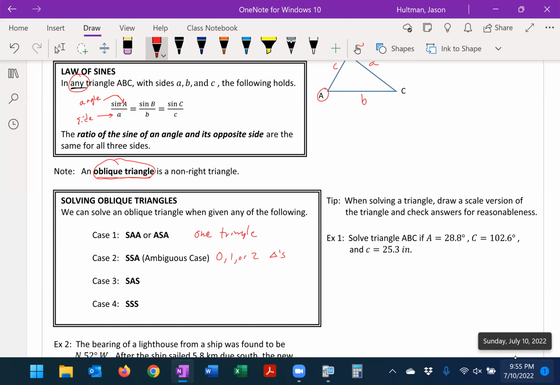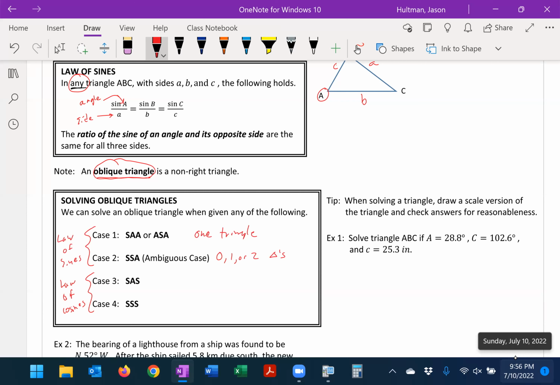For the first two cases, we're going to use the law of sines. And then in section 7.3, we'll deal with the other two cases with something called the law of cosines, but that will be next lesson. That's when we have a side, an angle, and a side, and the angle is in between the two sides, or we're just given three sides. We use the law of cosines. So we're going to start with the law of sines.